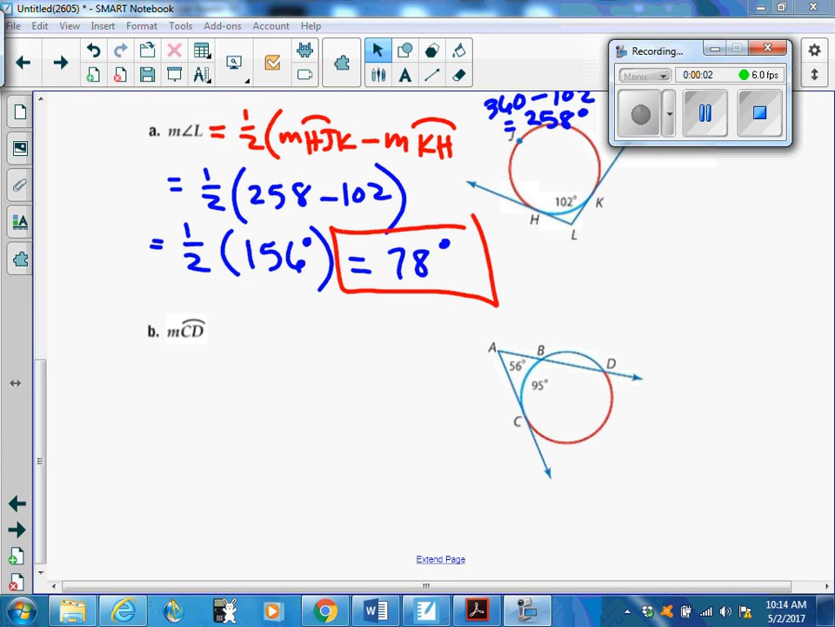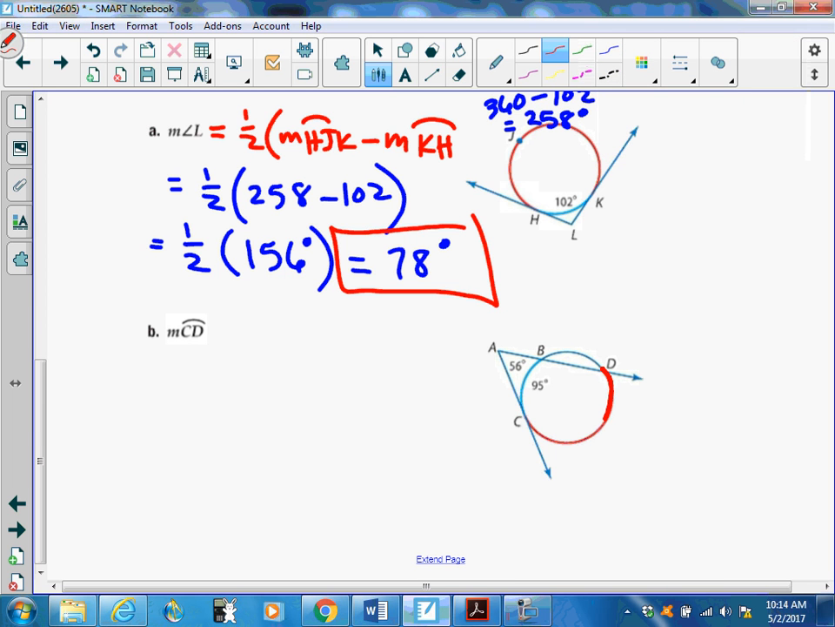Okay guys, I'm just going to finish up here from lesson 10.6, and we were talking about angles that intersect, or secant or tangent lines that intersect on the outside of a circle. And to find those, we're going to take 1/2 the difference of the intercepted arcs. So in this case, we want to find the measure of arc CD, which is this guy right here.